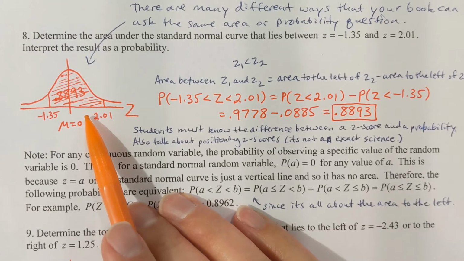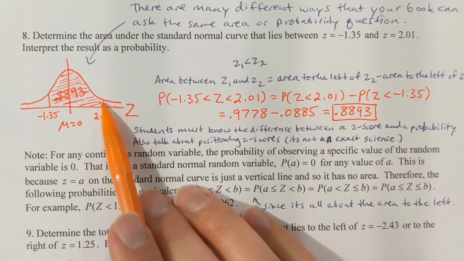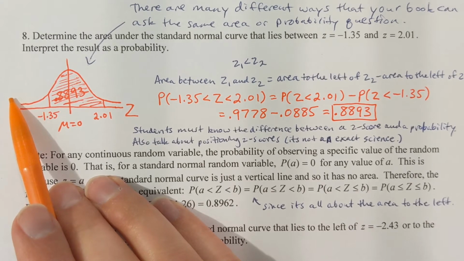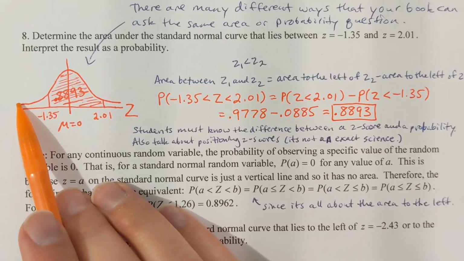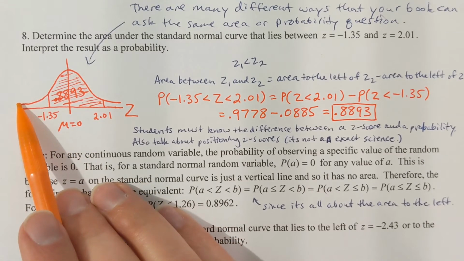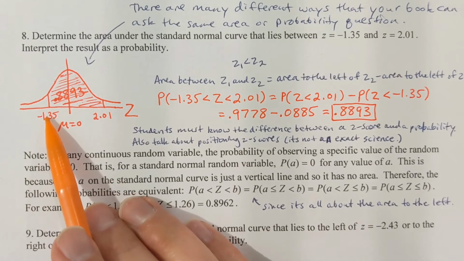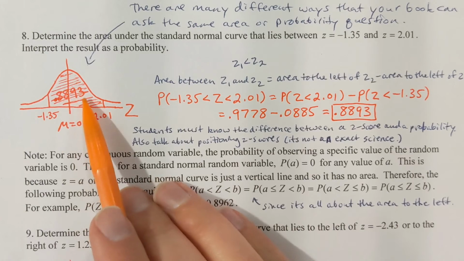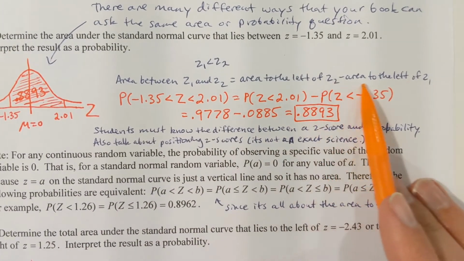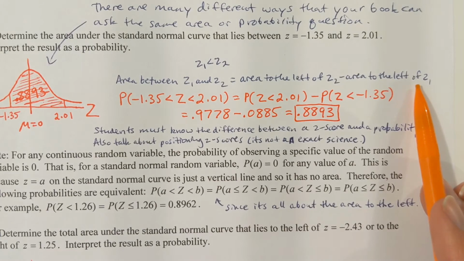The plan is going to be to find the area that is to the left of the bigger z-score. And now we don't want that whole area, right? We want to subtract the unwanted space. So we're going to subtract the area that is to the left of the smaller z-score. In general, that's going to be the plan for when you want to find the area between two z-scores. Take the area to the left of the bigger z-score minus the area to the left of the smaller z-score.